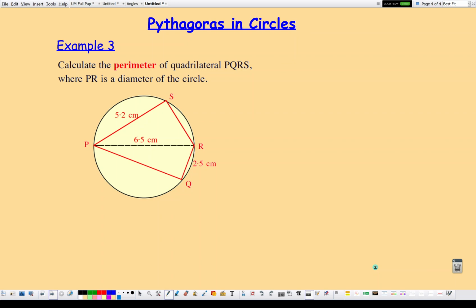Okay, so we have P to Q to R to S. We have two triangles, one in each half of the semicircle, that form a quadrilateral. We need to find the perimeter, the total distance around the outside of the red shape. So draw that just now and mark on all that information, and then we'll talk about how to do it.